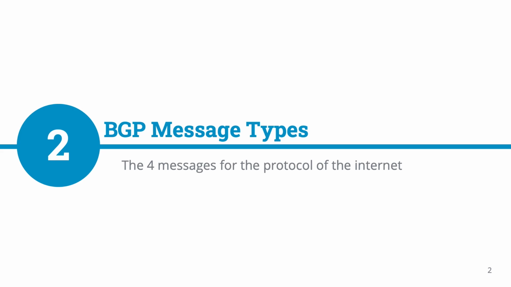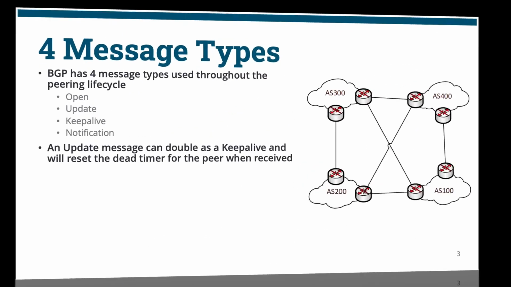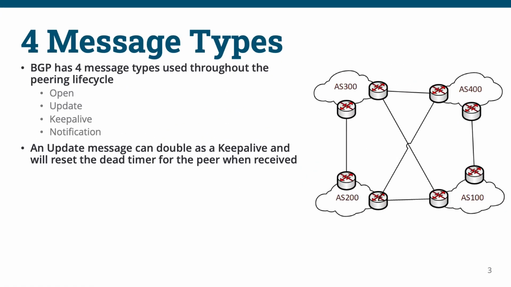Let's jump on in and take a look at the 4 message types used by BGP. The 4 message types used by BGP are the open, update, keepalive, and notification messages. The open message is only exchanged during the formation of the peering relationship. In a future lesson, we'll review the states that a BGP-speaking router may be in, and one of them is open sent, referring to the open message having been sent but no response received yet.